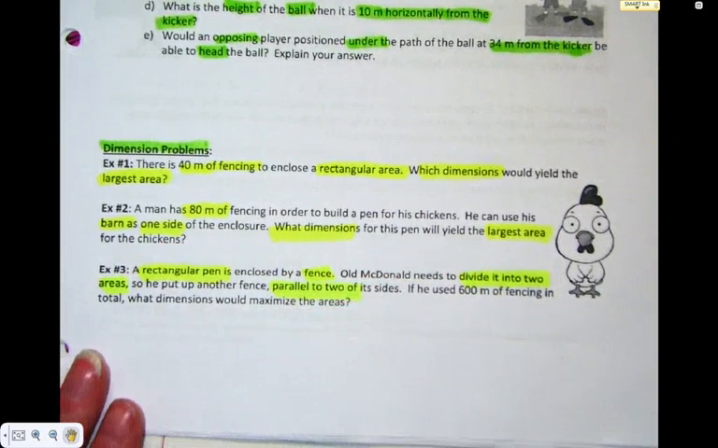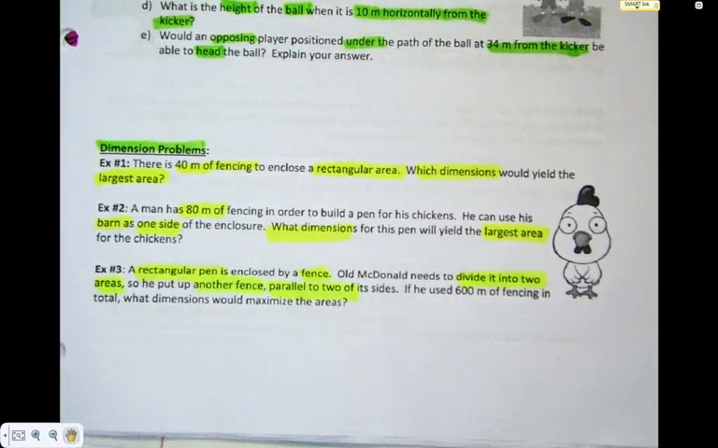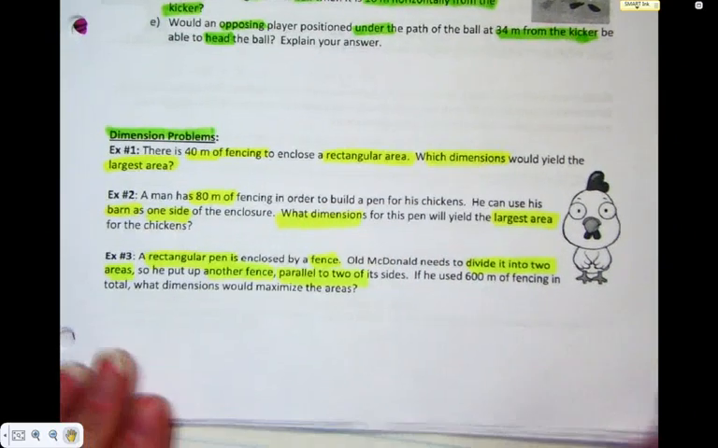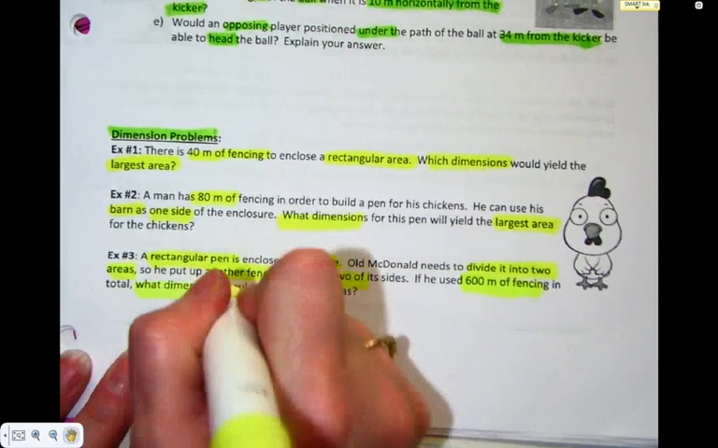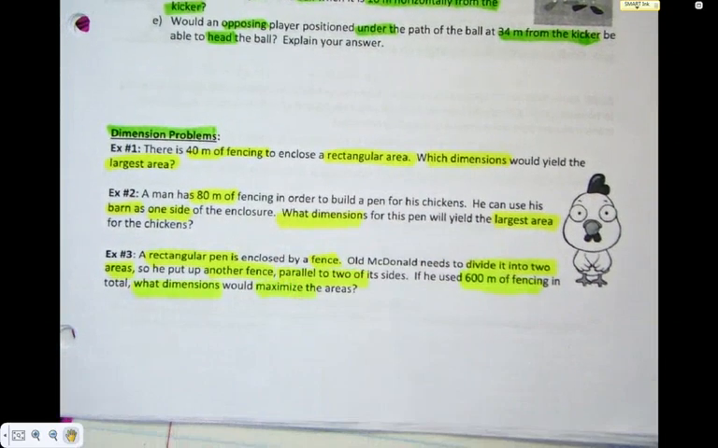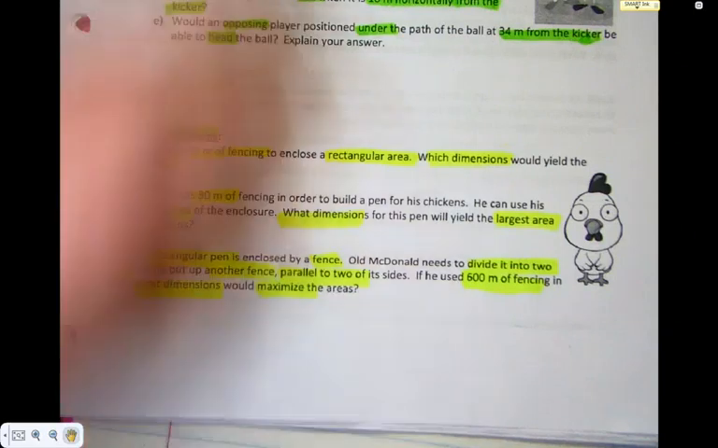And what is parallel to two sides? Okay, last sentence. Why haven't any of these questions asked about minimize? Why are they all maximize, maximize, maximize? You don't want a small pen. Plus, you know the dimensions that'll make it the smallest. It's got to be 0 by 600. And 0 by 600, what's the area? 0. So that just doesn't make sense in terms of fencing.